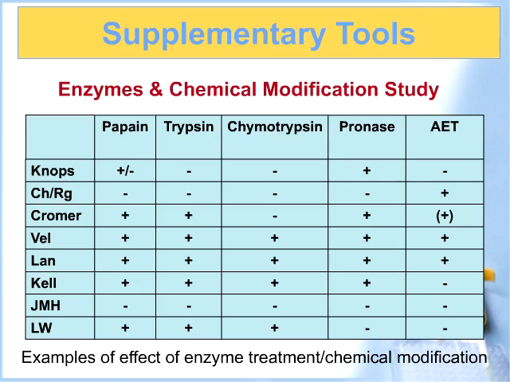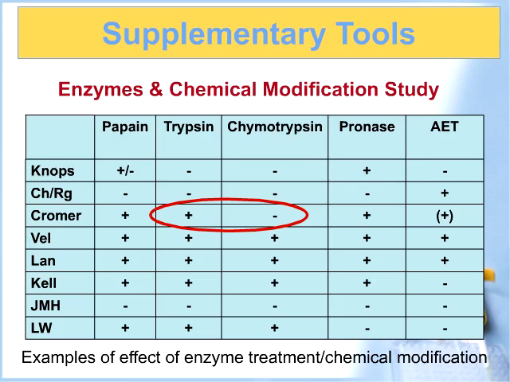Now, one of the tools that we swear by at IBGRL is the use of enzyme and chemical modification of cells and then testing the patient's plasma. You can instantly get a clue as to what system you might be dealing with, and I've highlighted Chido here because that's a very distinct pattern. It's almost unique to Chido.